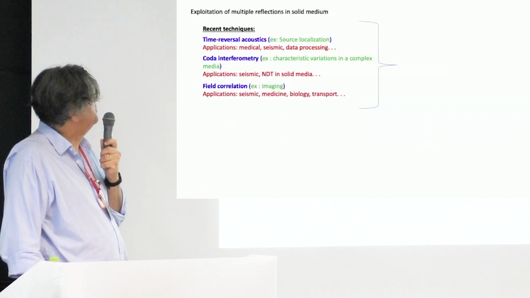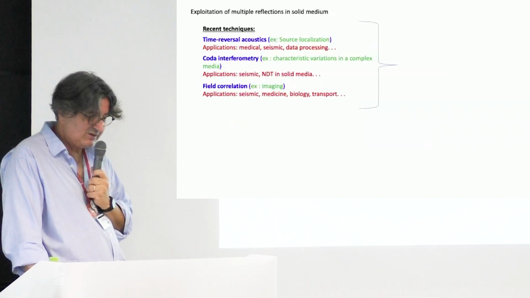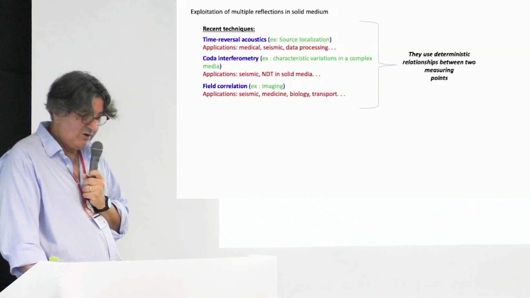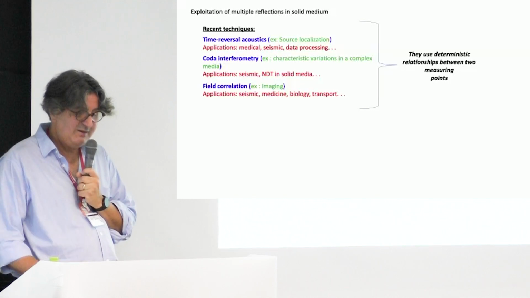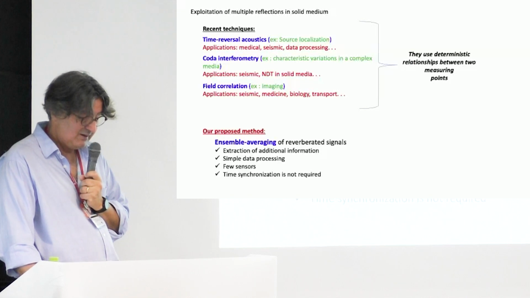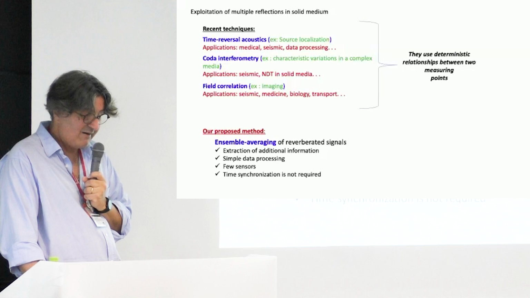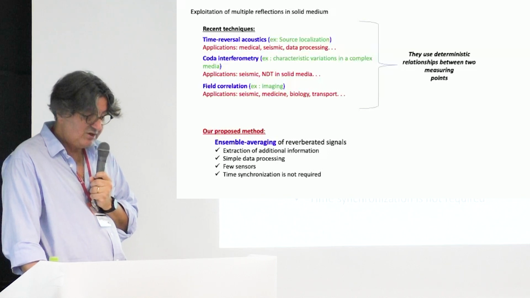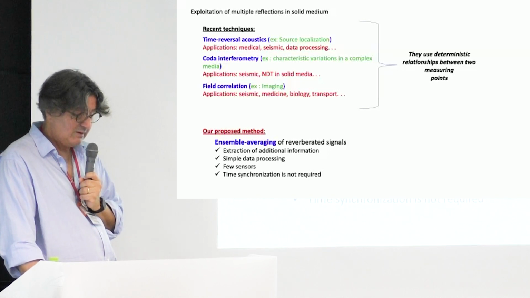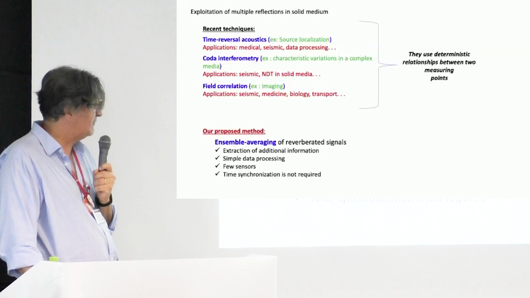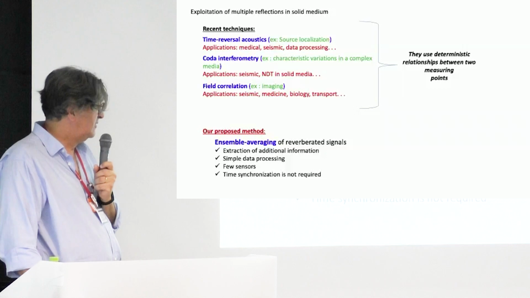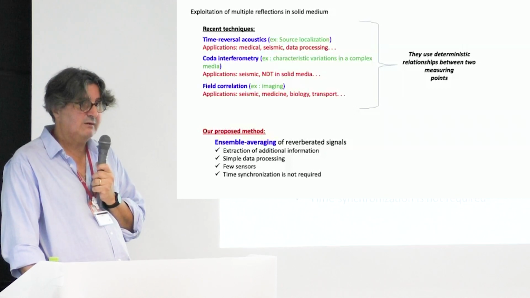So now we have used various techniques that already exist, such as time reversal techniques, coda interferometry, and field correlation, to use a deterministic relationship between two measuring points. But this method uses an ensemble averaging of reverberated signals to extract additional information, with simple data processing and few sensors. And one of the major advantages of this technique is that no time synchronization is required.